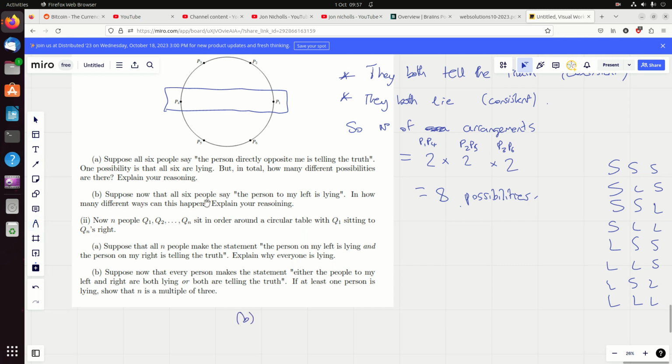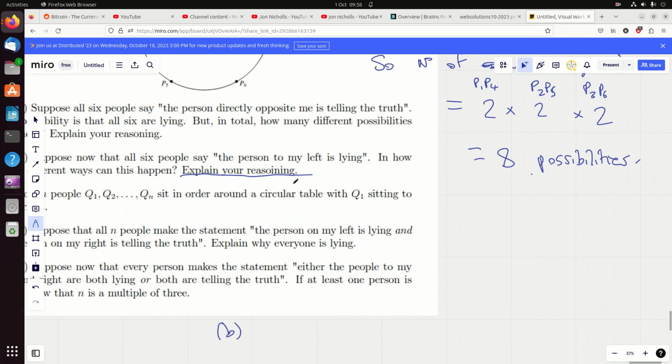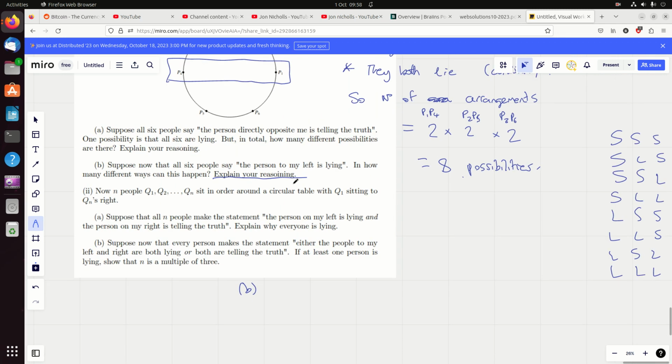Okay, suppose now that all 6 people say the person to my left is lying. In how many different ways can this happen? And the dreaded phrase, explain your reasoning. Wow, that's some weird spelling of reasoning here. A typo. It's always fun to spot a typo. Okay, in how many different ways can this happen?